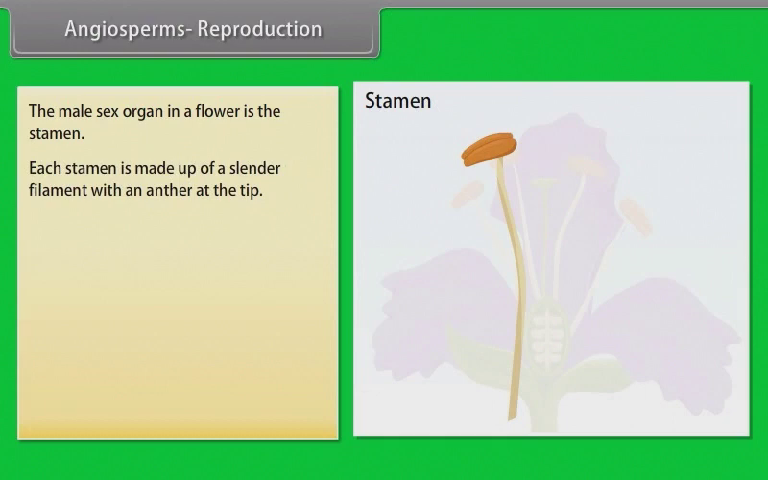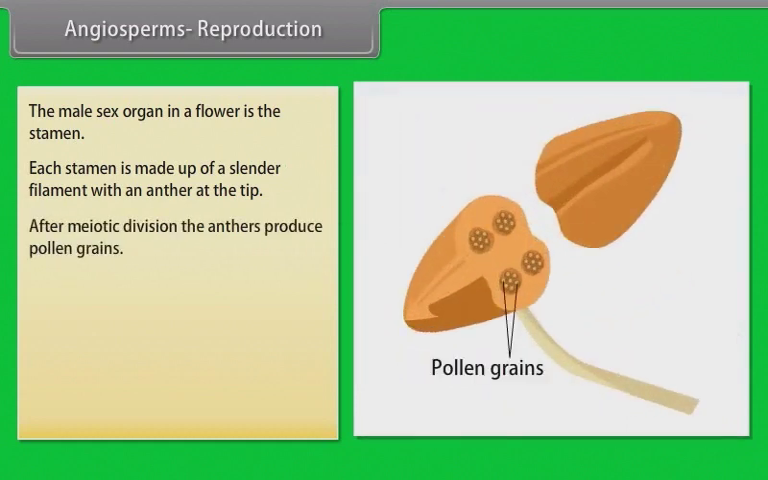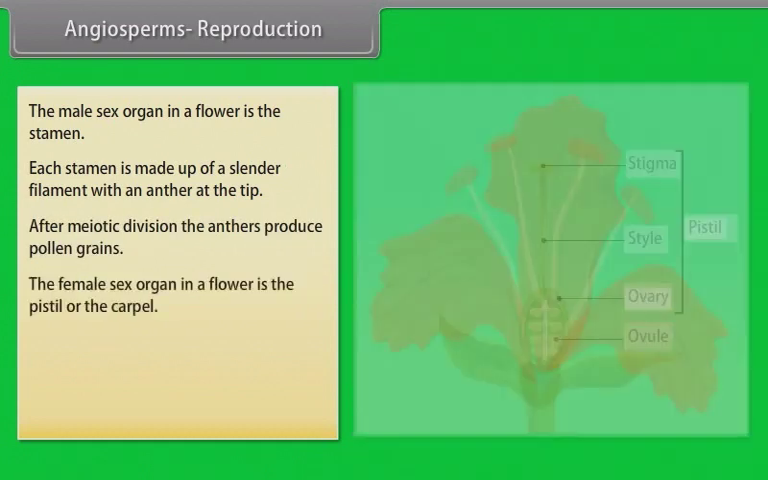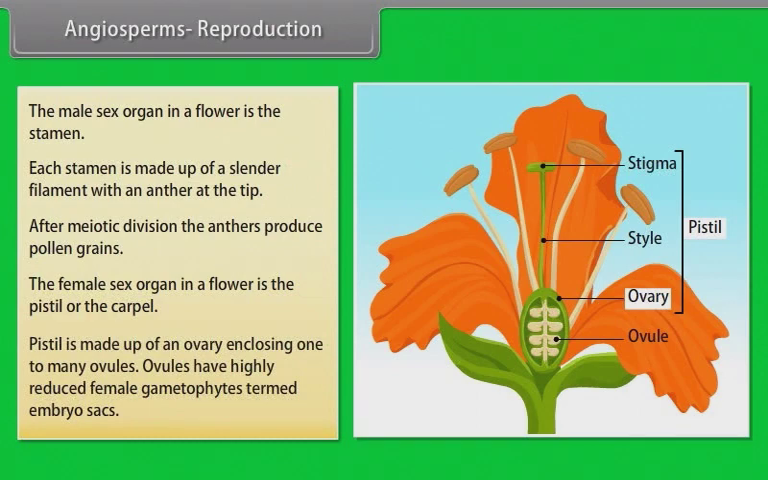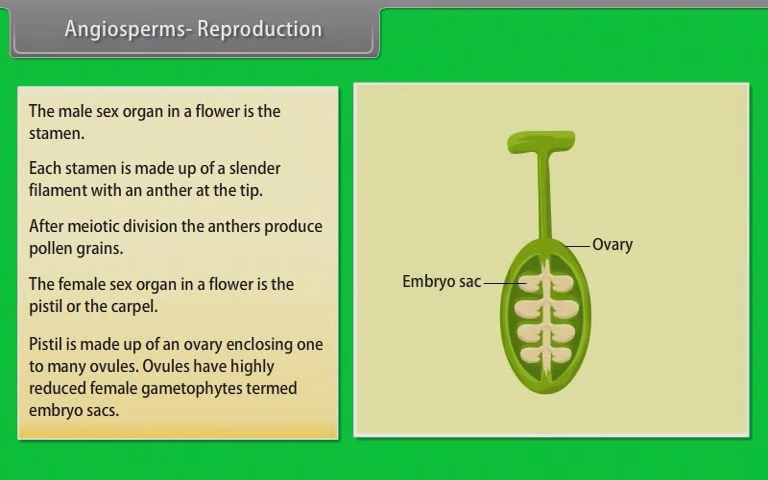Each stamen is made up of a slender filament with an anther at the tip. After meiotic division, the anthers produce pollen grains. The female sex organ in a flower is the pistil or the carpel. Pistil is made up of an ovary enclosing one to many ovules. Ovules have highly reduced female gametophytes, termed embryo sacs.